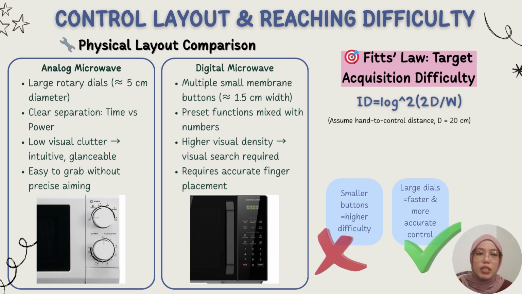To compare this objectively, we use Fitts' law, which measures how difficult it is to reach a target. Assuming the same hand-to-control distance of 20 cm, the digital button has an index of difficulty of 4.74, while the rotary dial is only 3.0. So in simple terms, smaller buttons are harder and slower to hit, while large dials are faster and more accurate.